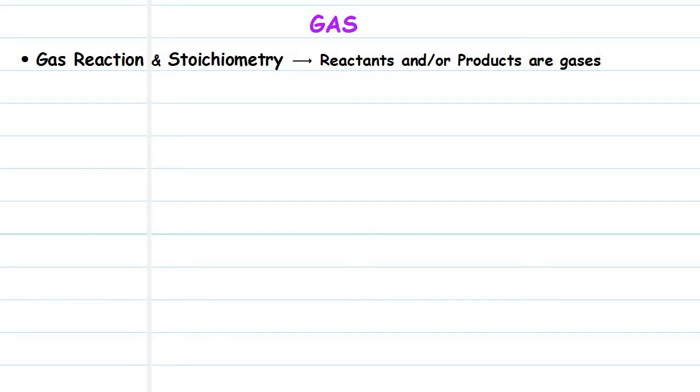Let's say we have a reaction A plus B forming C plus D. A and B are reactants, C and D are products. And if the species A, B, C, or D is a gas, we will consider this a gas reaction.